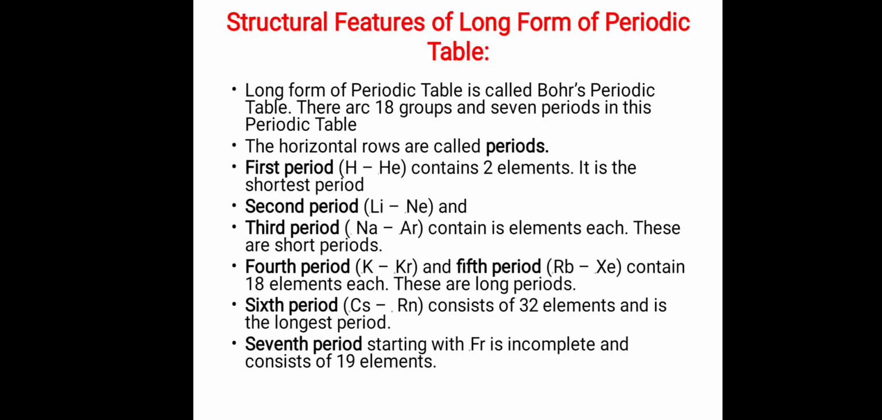The second period is lithium to neon. The third period is sodium to argon, containing 8 elements, both the second and third periods. Then the fourth period contains potassium to krypton. In the fifth period, rubidium to xenon contains 18 elements each. These are long periods. Then the sixth period, cesium to radon, consists of 32 elements. And the seventh period, starting with francium, is incomplete and consists of 19 elements.